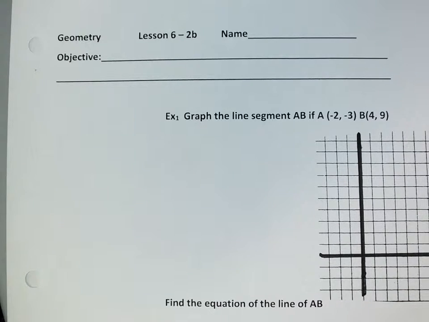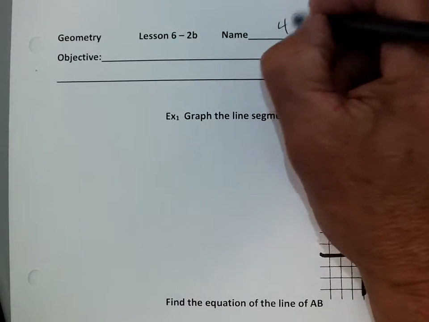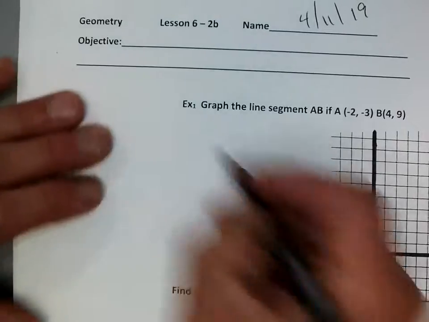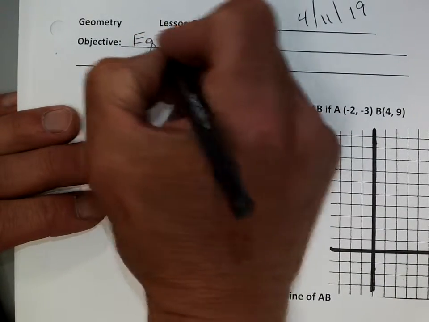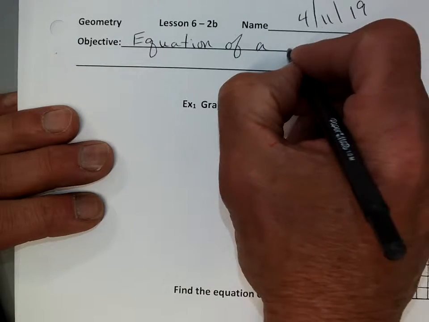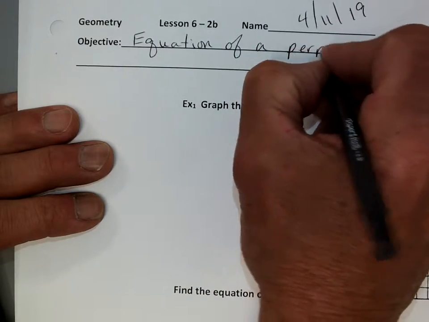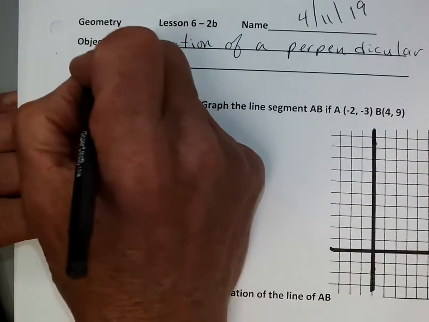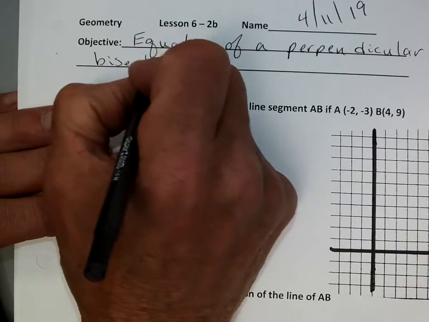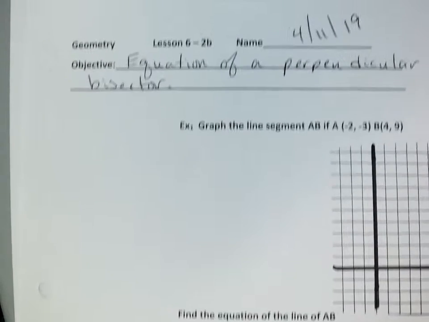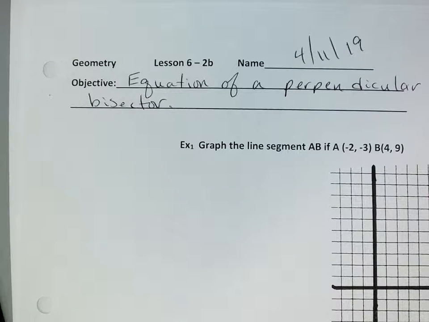So today is 4/11/19. Today what we're going to try and find are equations of a perpendicular bisector. We're going to find the equation of a perpendicular bisector. The equation of a perpendicular bisector is going to be a straight line.